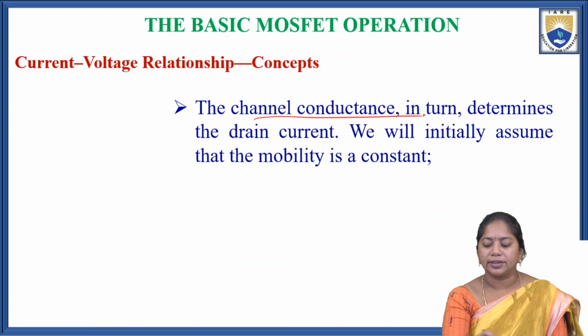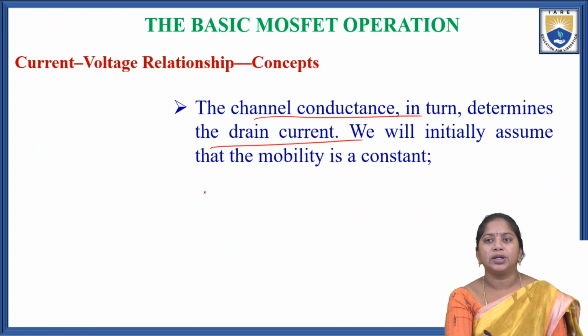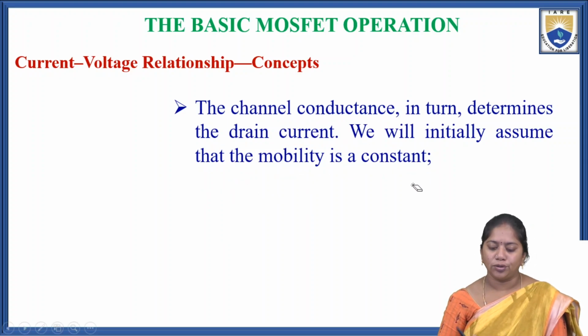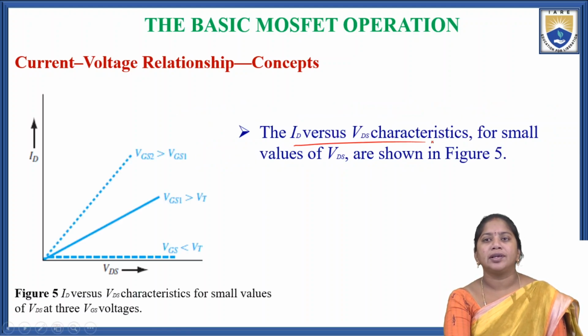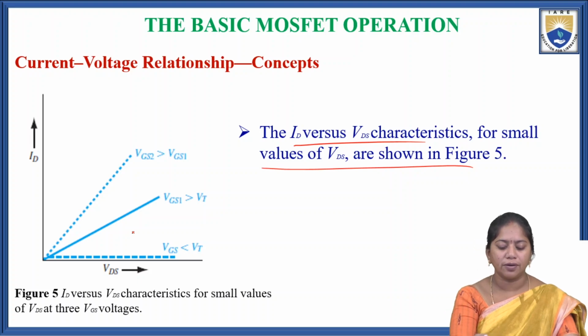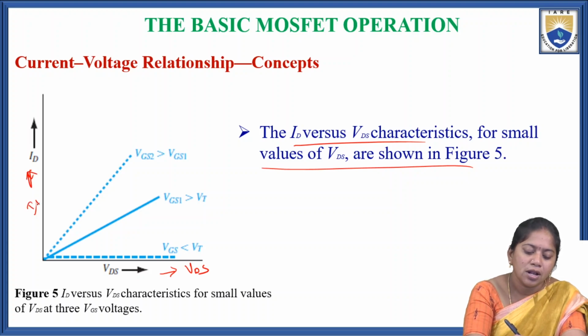So the channel conductance in turn determines the drain current. We will initially assume that the mobility mu n is a constant value. The figure shows the drain current versus drain to source voltage characteristics for small values of VDS. On the x-axis we are taking the VDS values, and on the y-axis we are taking the ID values.